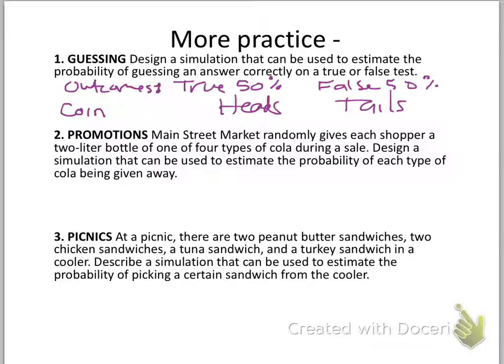Let's try the second one. Main Street Market randomly gives each shopper a 2-liter bottle of one of 4 types of cola during a sale. Design a simulation that can be used to estimate the probability of each type of cola being given away. Think about it. What would you do?